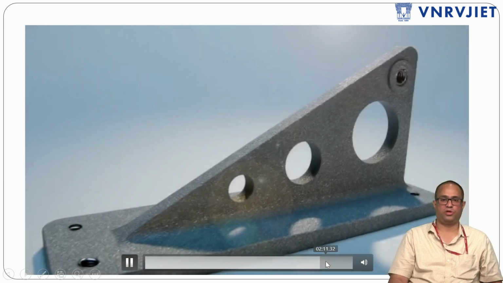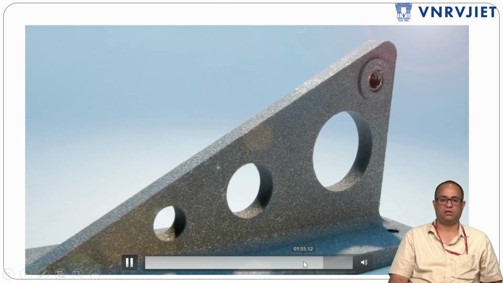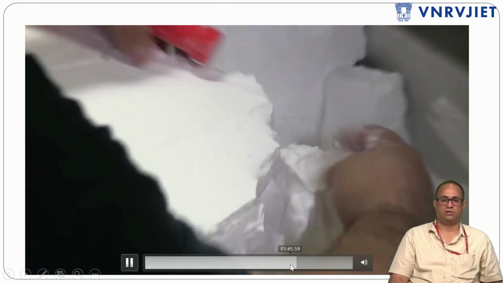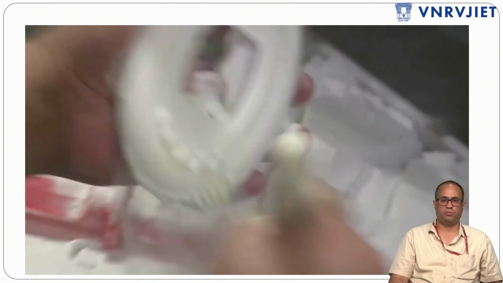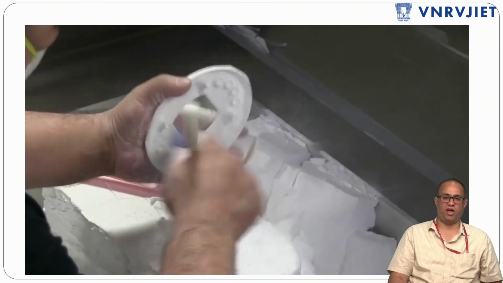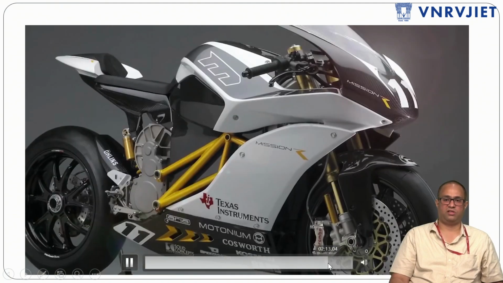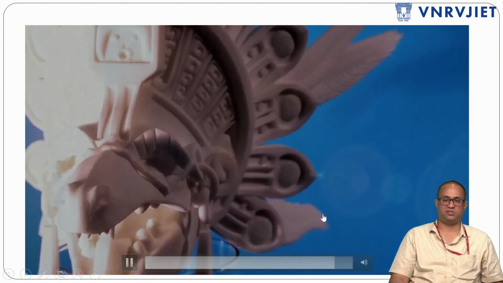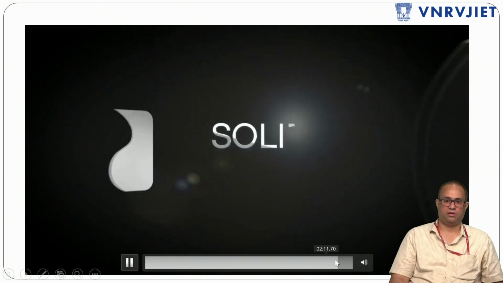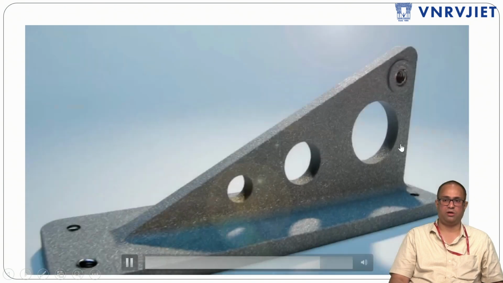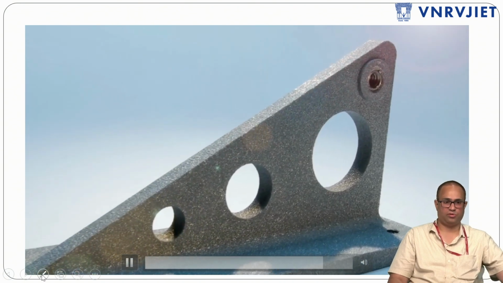So this is how this is going to be cured. See this enclosed chamber, it is taken out, and then the powder is separated and cleaned with the help of a brush and air. You can see the complexity of the parts. This sort of model is used in the racing industry and also for complex models. Okay, this is the working of the SLS process.